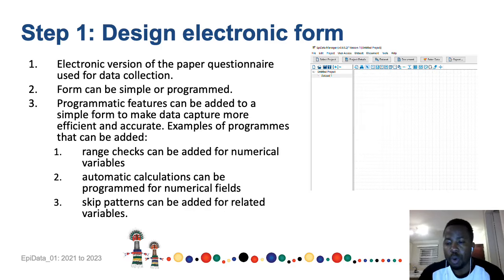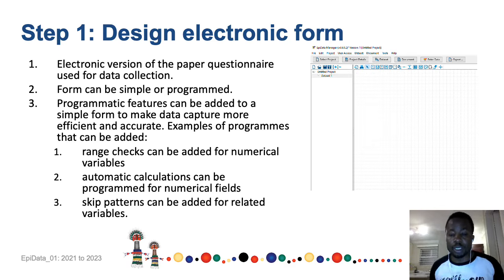Now let's look at step one. What do I mean when I say you design an electronic questionnaire? I mean that if you have a paper questionnaire, you basically are producing a digital version, an electronic version of that paper questionnaire. So the sequence of the questions in the paper questionnaire is going to be the same sequence of the questions in the electronic questionnaire. The electronic questionnaire that you've designed, or the electronic form that you've designed, can be a very simple form, the way I've explained it.